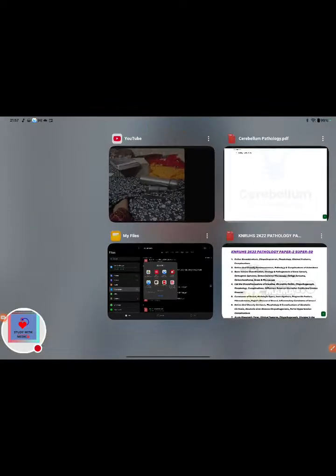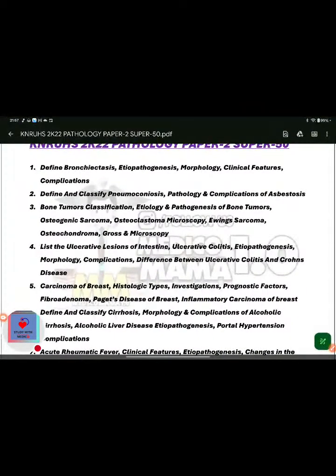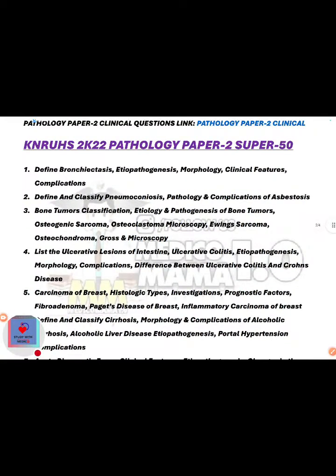Okay, so this was our first question. Let's move on to our next question. The next question is about bronchiectasis. Bronchiectasis is chronic necrotizing infection leading to permanent dilatation of the airways. In etiology, it occurs due to chronic infections like TB and Staph aureus.